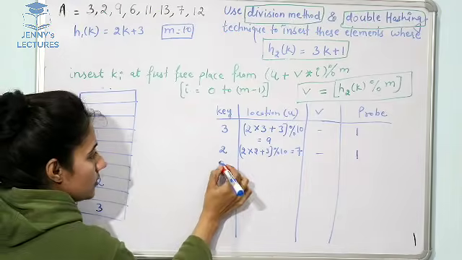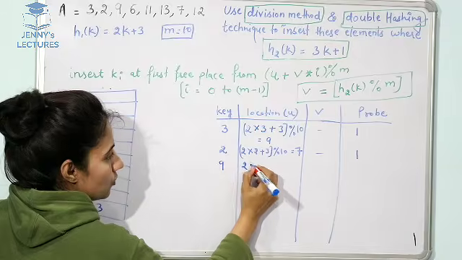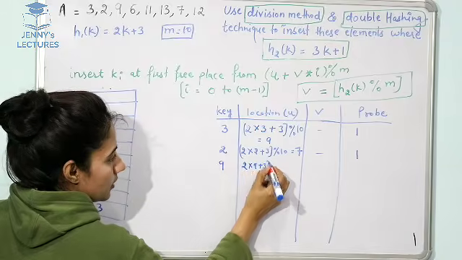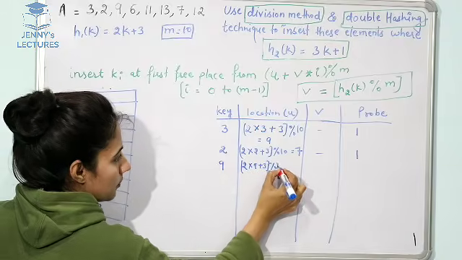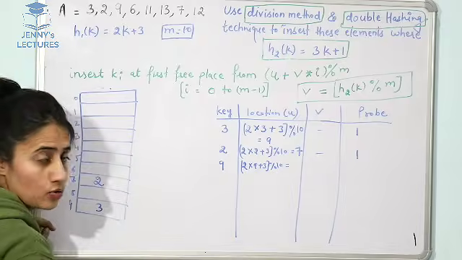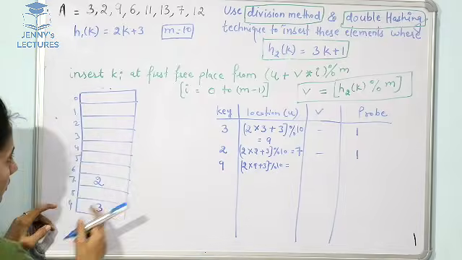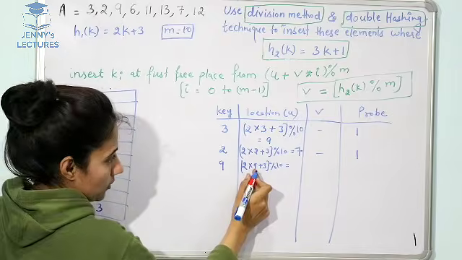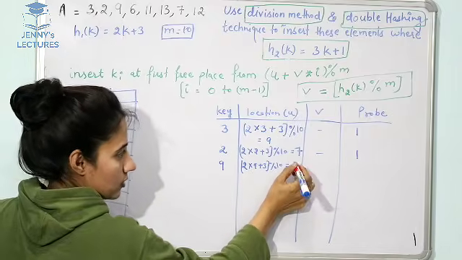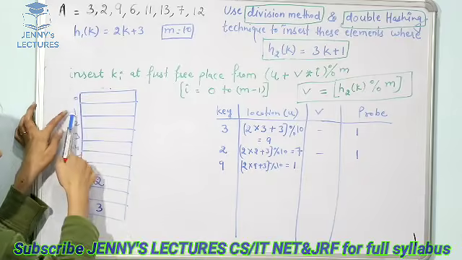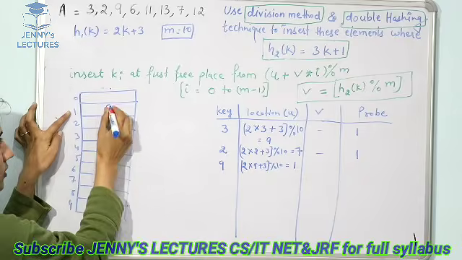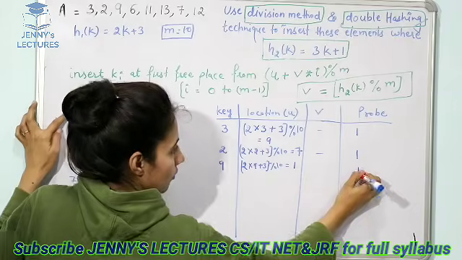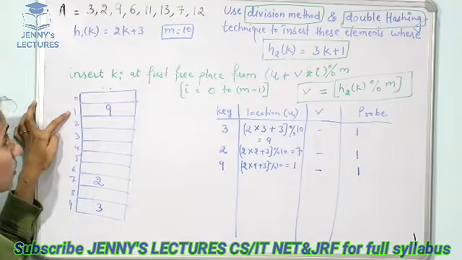Now next is 9. What is value of this? 2 into 9 plus 3 mod 10. What should be the value? We are calculating for this 9. I guess 21. This one is 21. 21 mod 10 is 1. Go to this place 1. Yes, this one is free, we can insert 9 at this place, and number of probe would be 1, and we will not calculate value of v for 9.